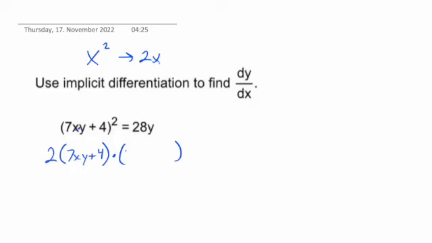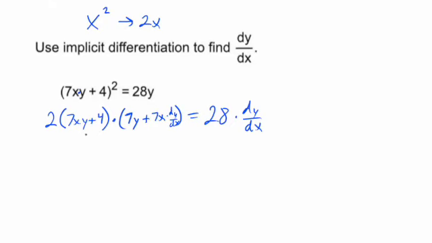So first of all, the derivative of x is 1, so the first part of your derivative when we're doing product rule is going to be 7y. Plus, and then 7x stays the same, and the derivative of y is dy/dx. Okay, so that's done with the left-hand side. The right-hand side is simply 28, and the derivative of y is dy/dx.